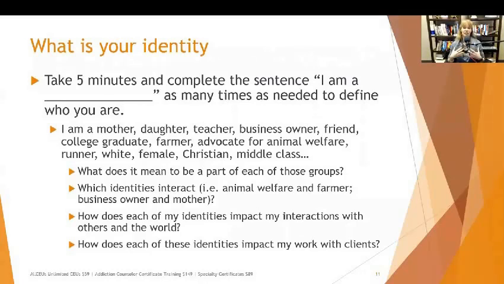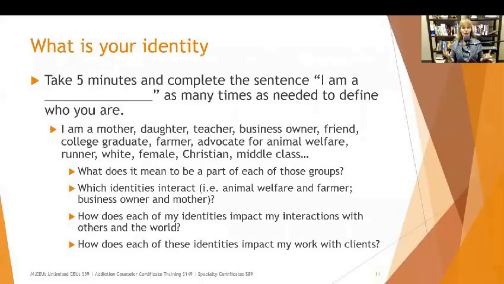I can't bring it upon myself to dispatch, that's the nice word for it, our critters and eat them. I just can't do it. So from an animal welfare standpoint, they don't contradict one another. Being a business owner and a mother, we kind of already talked about.